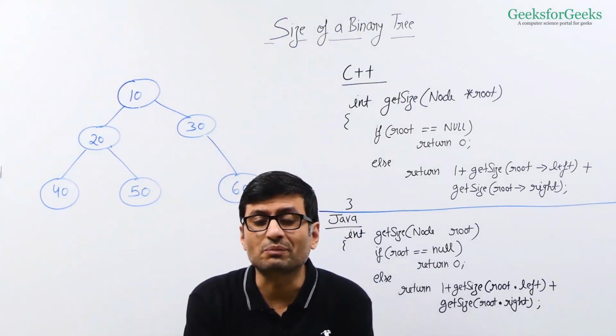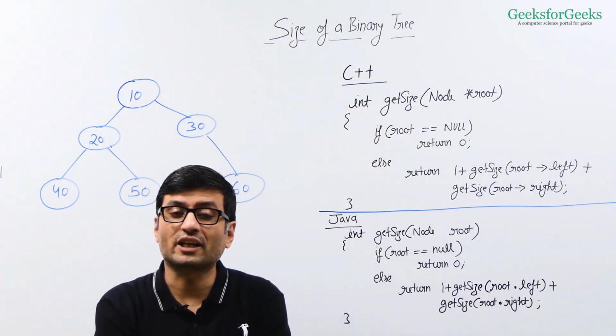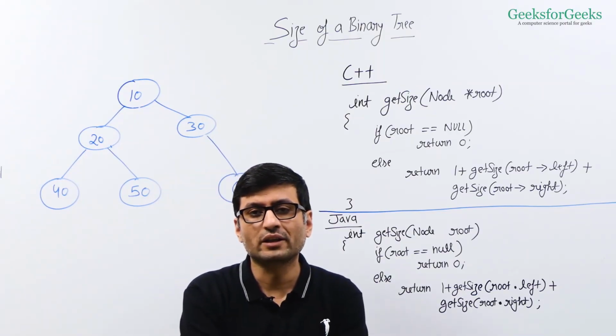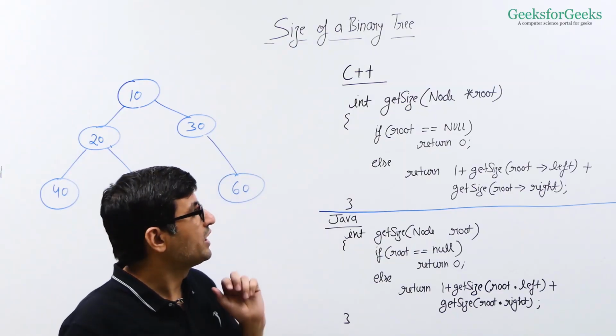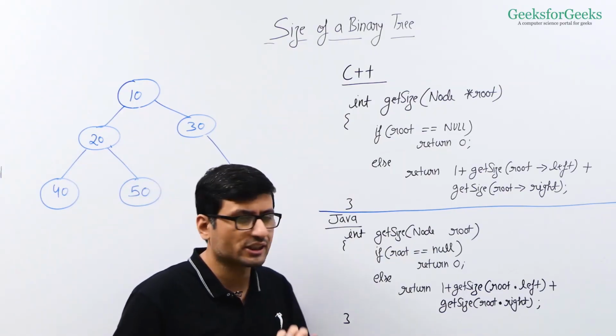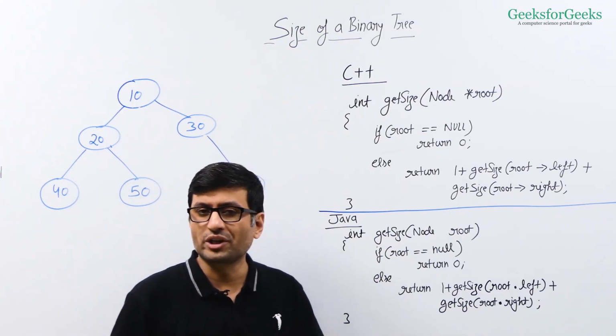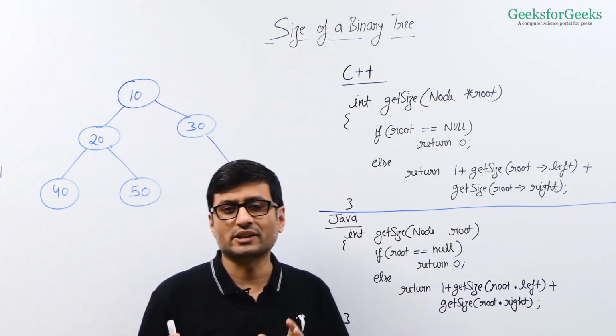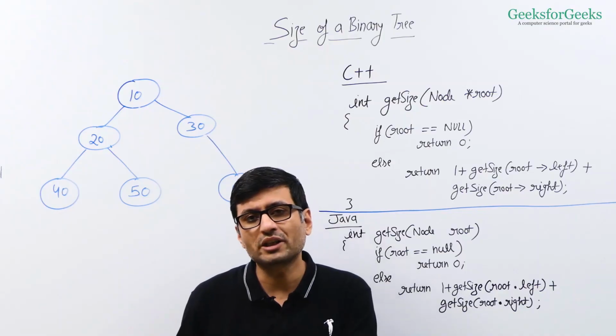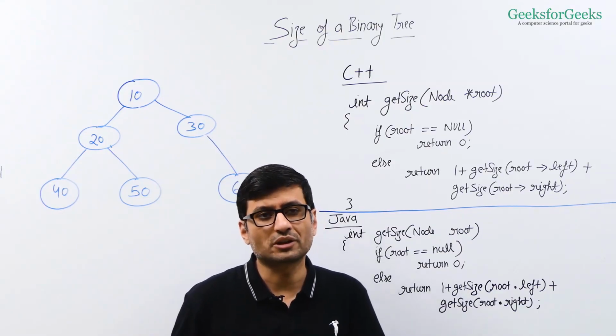Here is a recursive implementation to find size of a given binary tree. Let's see and understand how this code works. We have a base case which checks if root is null, then we return 0. Otherwise, we return 1 plus get size for left subtree plus get size for right subtree.